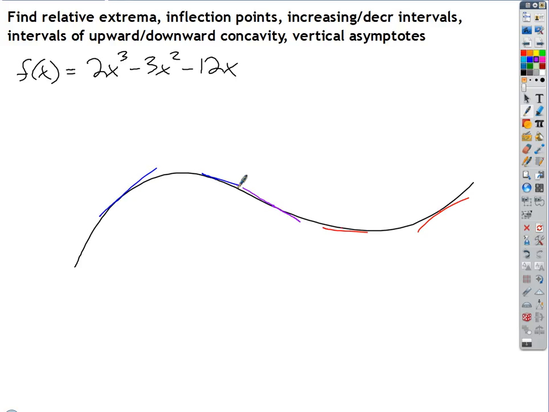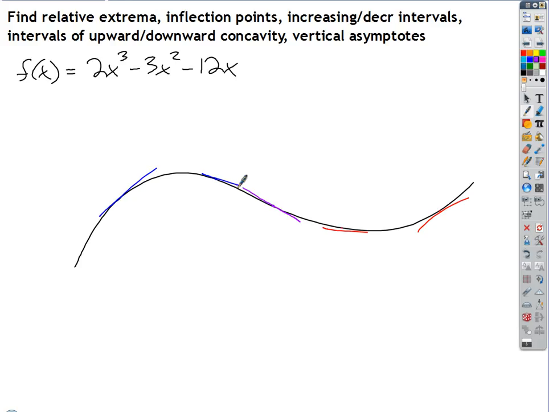Why can't we just say convex instead of upward concavity? Well, because convex really just means, like in physics, bowed outwards. But there's really no up or down with that. A convex lens would be a lens with a profile like that. You could hold it this way or you could hold it this way. A concave lens would be one that's shaped like this.